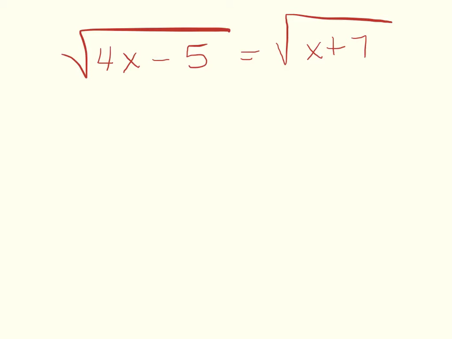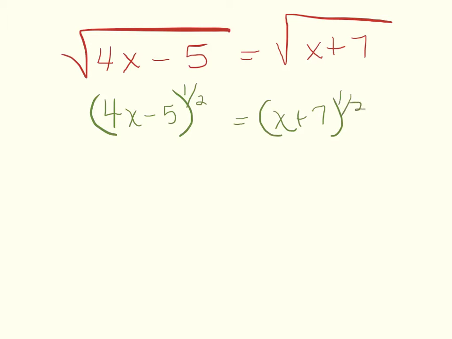Now in this case, the best thing to do is to rewrite this as an expression with exponents. So you have 4x minus 5 to the 1/2 equals x plus 7 to the 1/2. And the reason that's true is because this is inside the square root, and that's to the first power, and a square root has a 2 there that's never shown. So the numerator is inside, the denominator is outside. So you have to the 1/2.